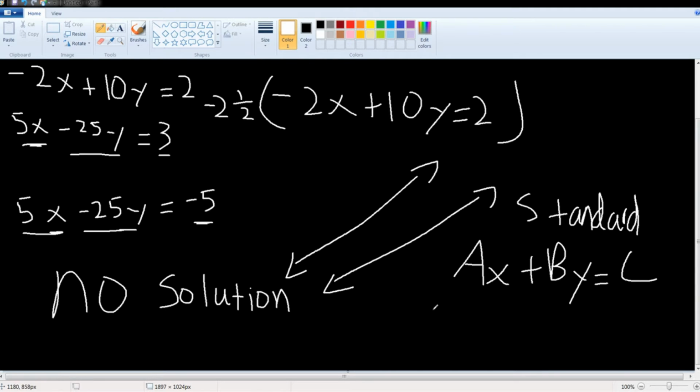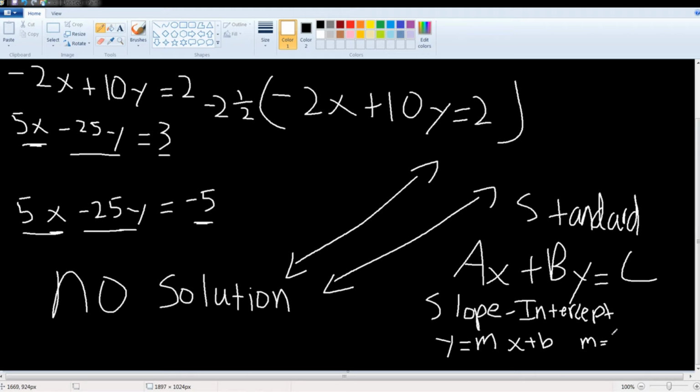Just to refresh, slope intercept is what we're all familiar with. Y equals mx plus b, where m equals slope and b equals intercept, or sorry, y intercept.